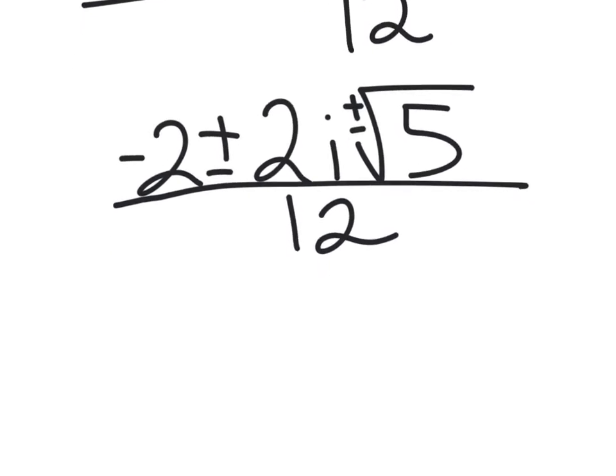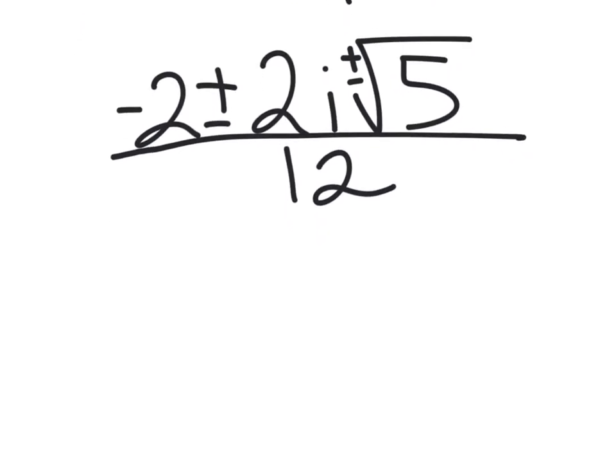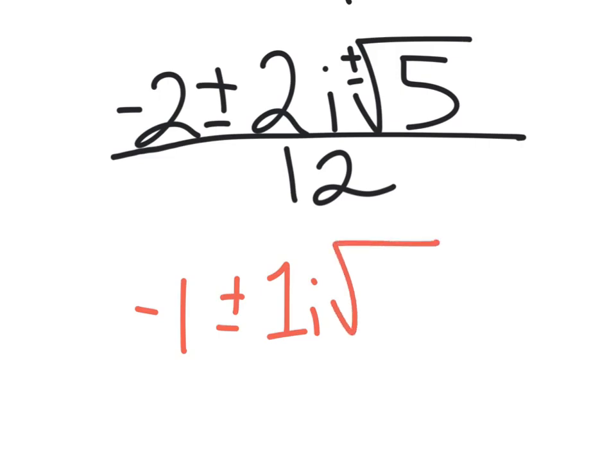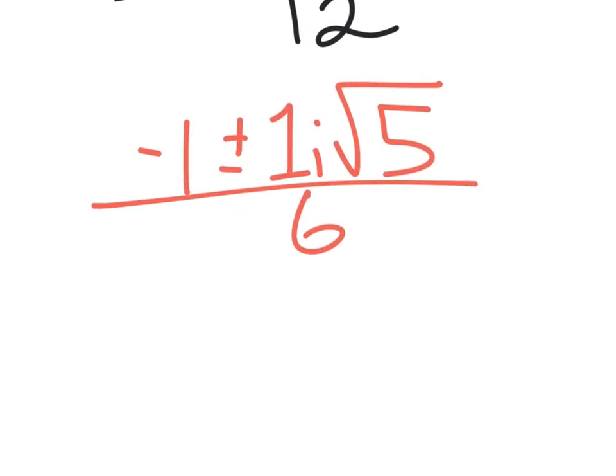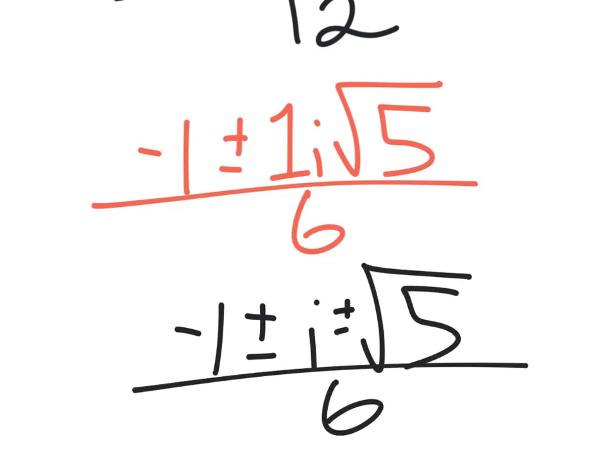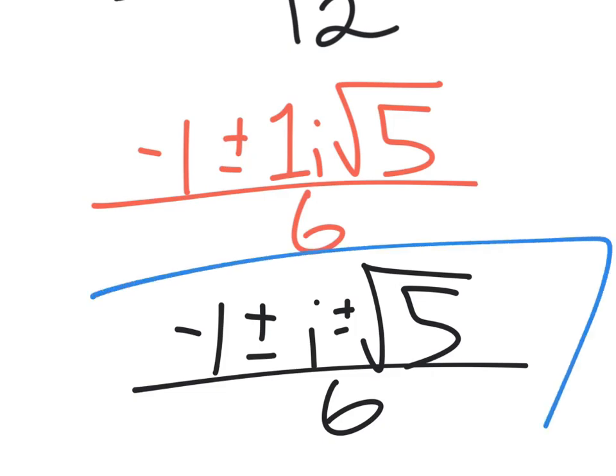Can we take this a step further? Can we simplify this when taking the denominator into consideration? Yeah, 2/12 simplifies to 1/6. So this is going to look like negative 1 plus or minus 1i, or simply i, square root of 5 over 6. So we could write it this way, or we could simply write it like negative 1 plus or minus i square root of 5 over 6. And that, ladies and gentlemen, is our answer.